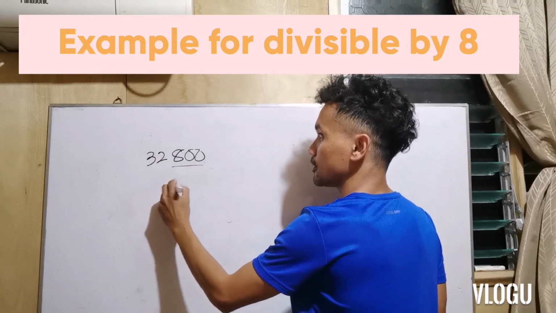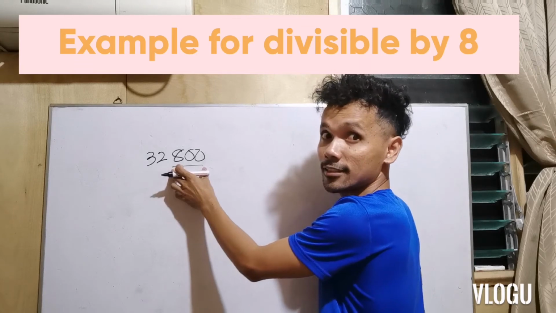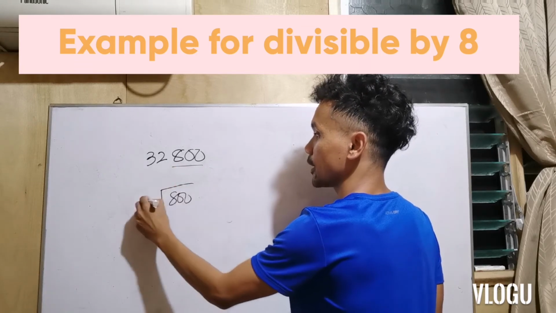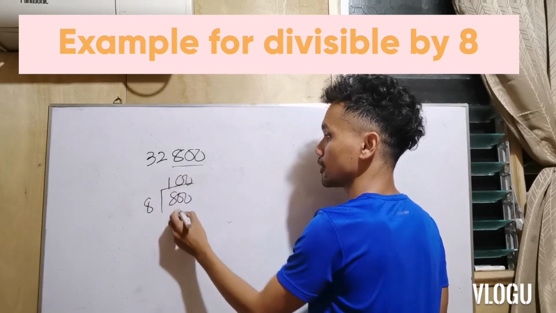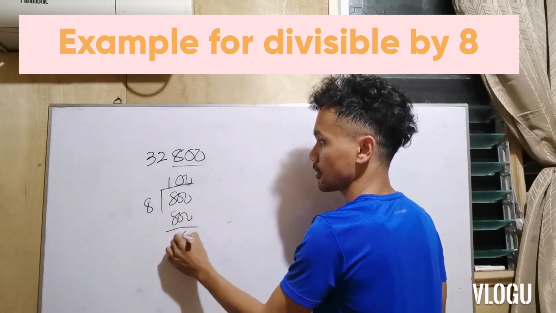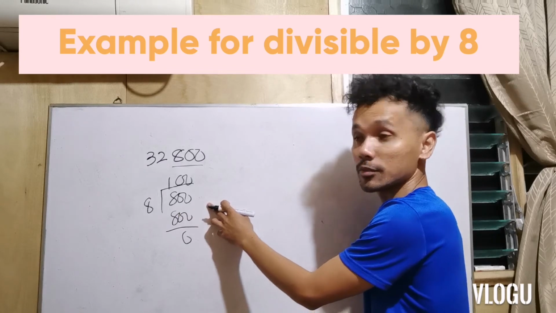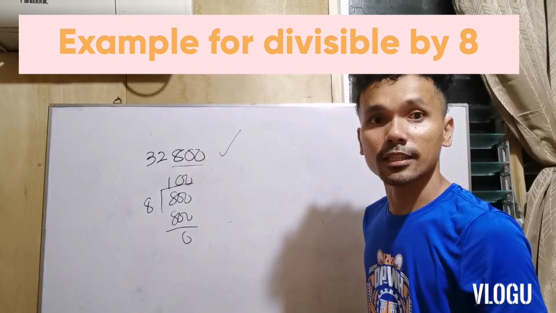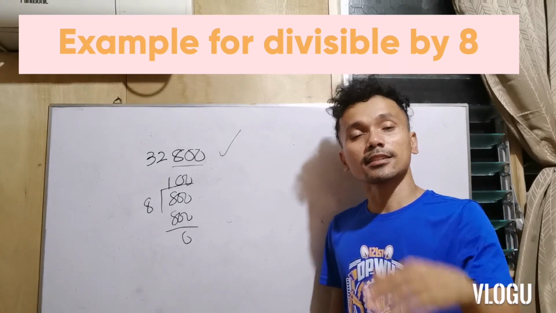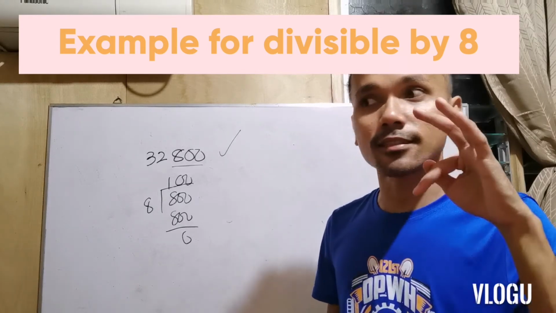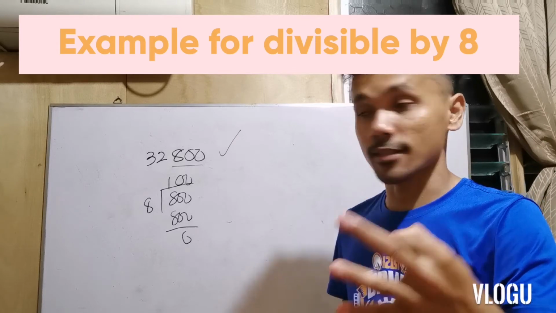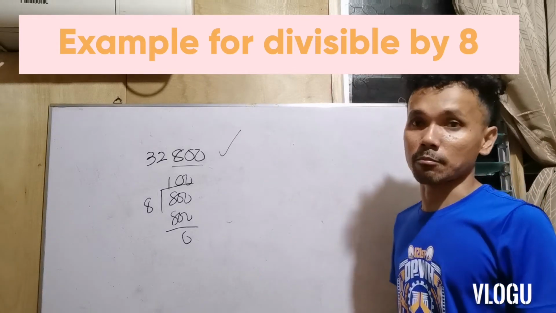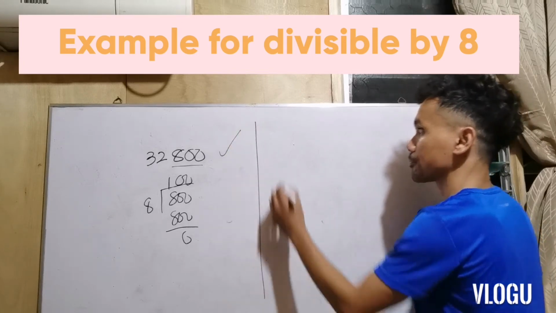Last 3 digits daw, pag divisible. So, therefore, 800 divided by 8, automatic, 100, no? So, divisible siya. Di ba pwede ma-divide? So, automatic ito ay divisible by 8. Basta ang tatandaan lang natin that the last 3 digits, pag divisible ng 8, automatic, divisible ng 8 ang number natin. Okay, another one.